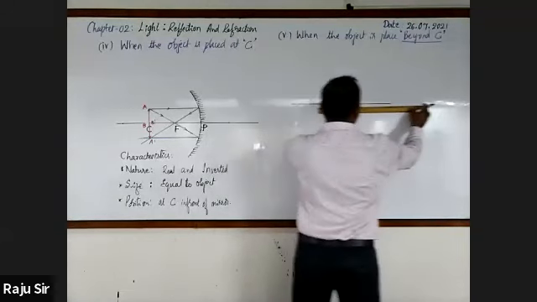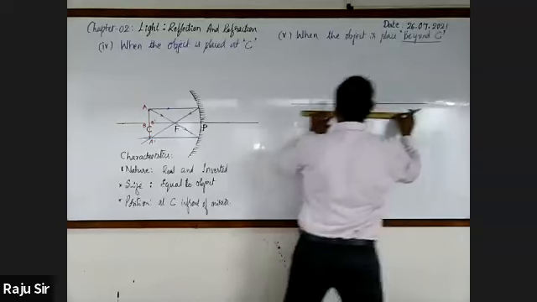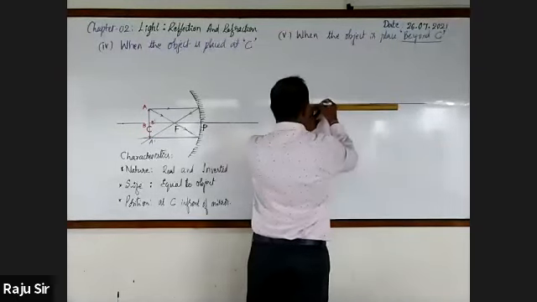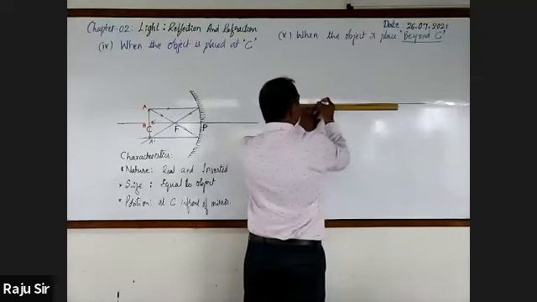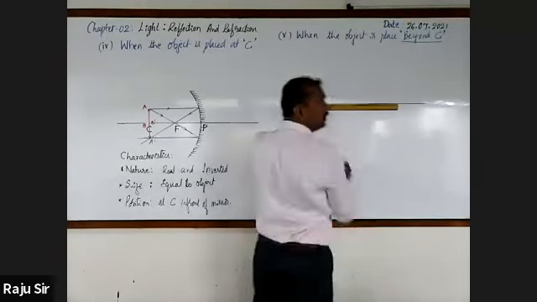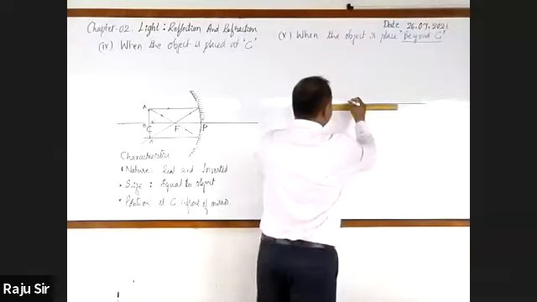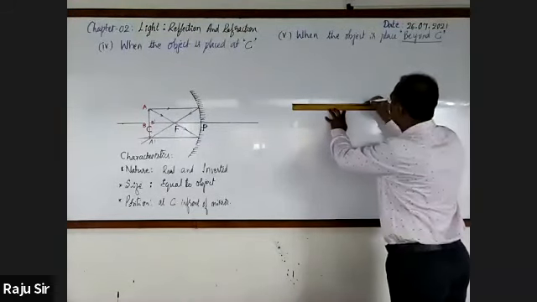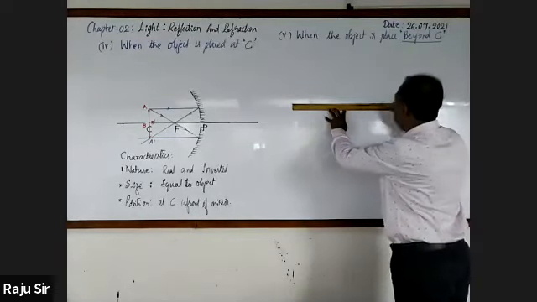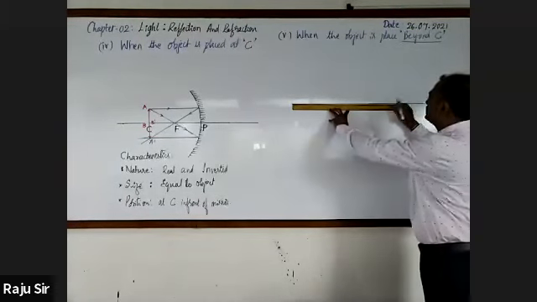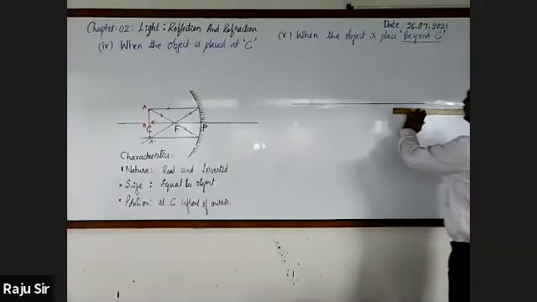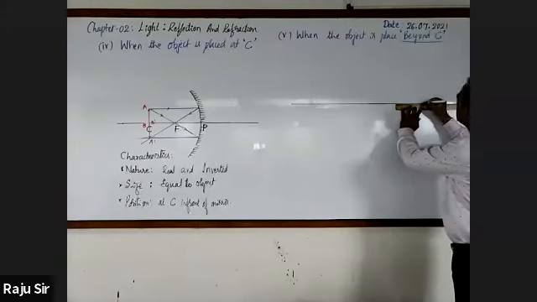Draw a straight line and go on marking for every unit distance. You can take that unit distance as 2 centimeter. Here, 2 centimeter. Next, 4 centimeter. And I'm marking the third point at 6 centimeter. Next, 8 centimeter. Then 10 centimeter.